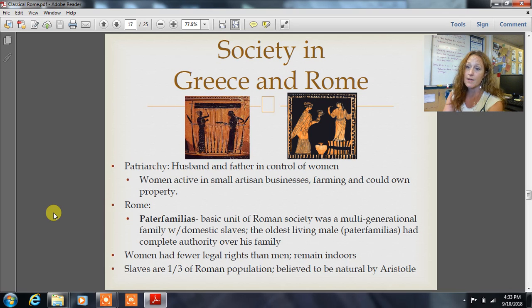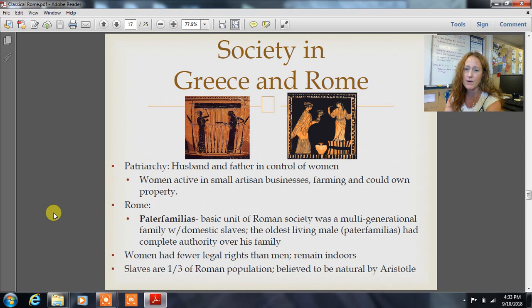And key terms are definitely part of our class this year, and you want to know the phrase paterfamilias. This is definitely for Rome, and that's the phrase used to explain the basic family structure of Rome, and again, a patriarchal society. So oftentimes Roman families were multi-generational, so you'd have children and grandparents and grandbabies all within a household. They oftentimes had domestic slaves, so caretakers, and the oldest living male had complete authority over his entire family.